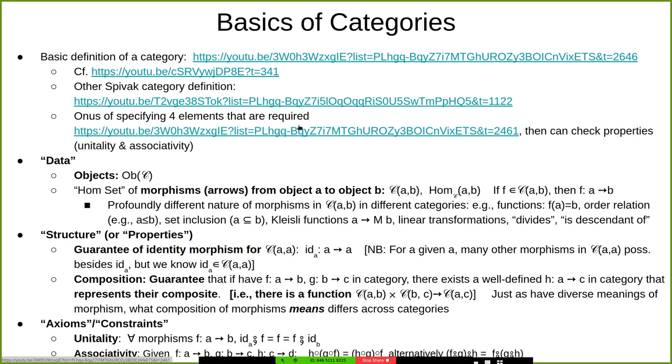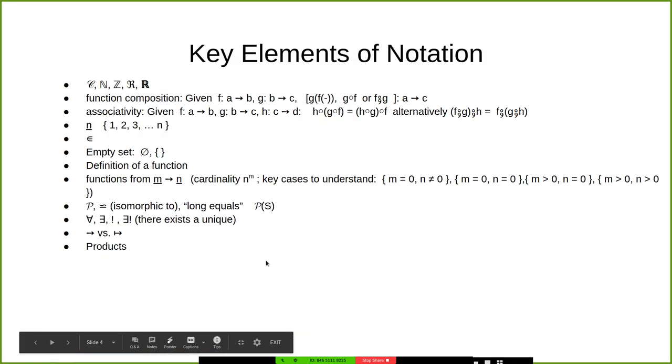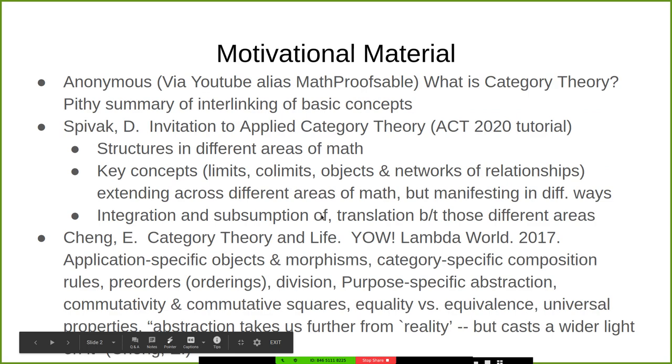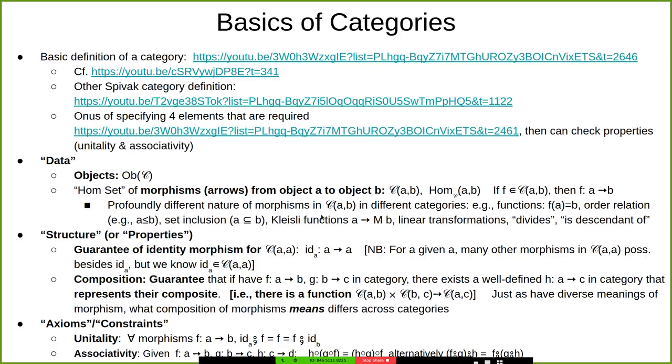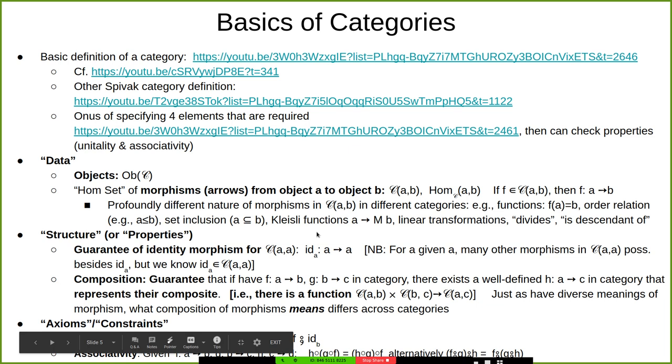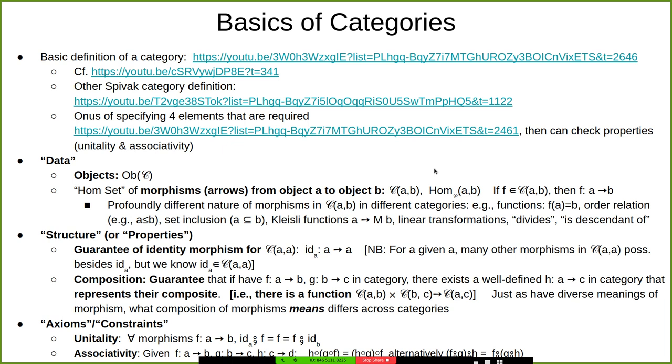Yeah. And you'll notice that these are distinguished, ID B and ID A, because one operates on A to A, and then you can compose it with F, which is A to B. Or the other one is B to B, and you can post-compose it with A to B. So you go A to B, and then B to B. So these are the constraints. We need these things to be true.